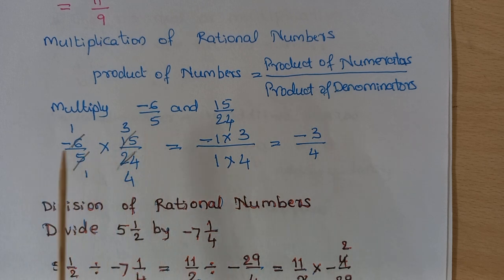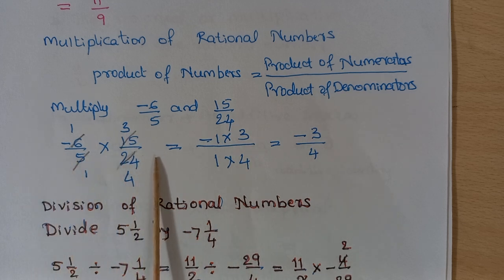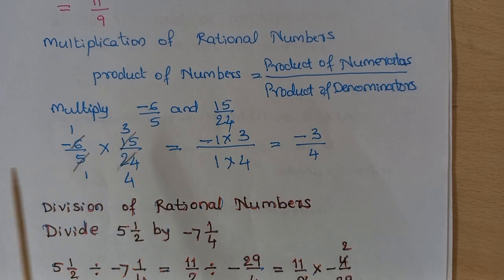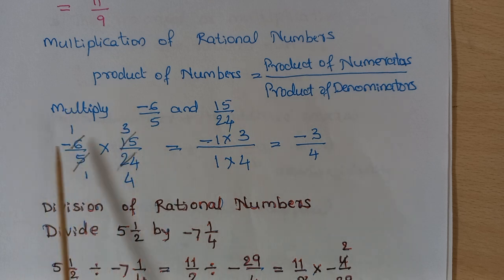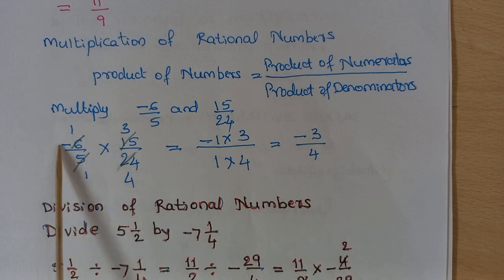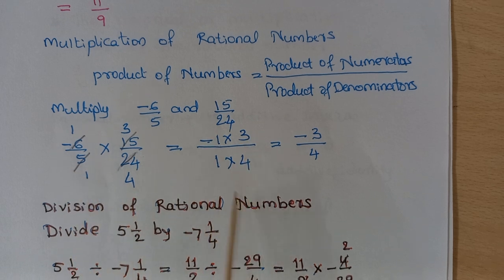Here cancellation is allowed because these two are the factors of this product. Means when we multiply two numbers, we get the product. We can cancel 5 and 15 because 5 ones are 5, 5 threes are 15. Here 6 and 24: 6 ones are 6, 6 fours are 24. Because the minus sign is here, we should write minus as it is. Then 3 as it is. Then 1 and 4 as it is in the place of denominators.